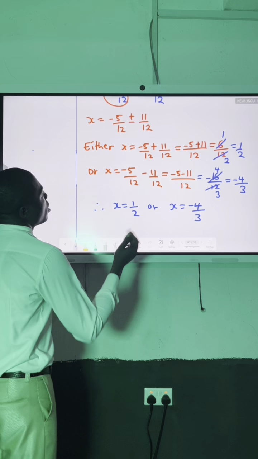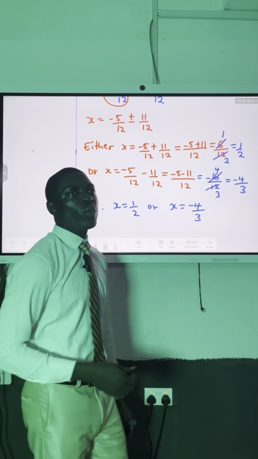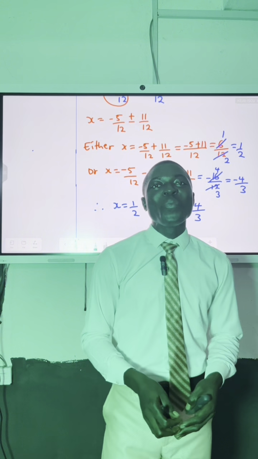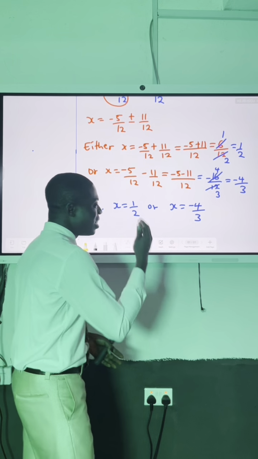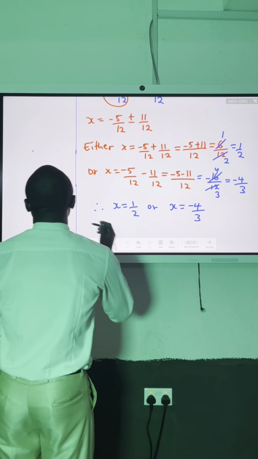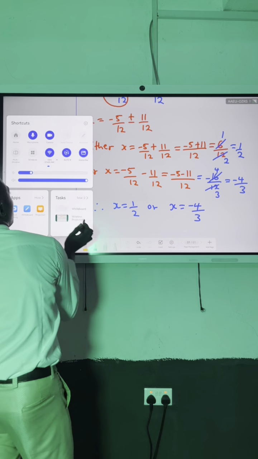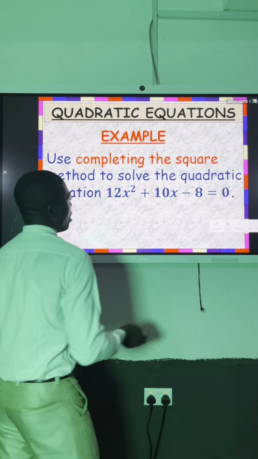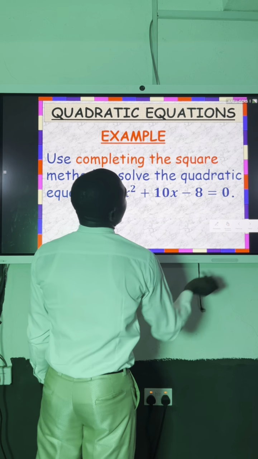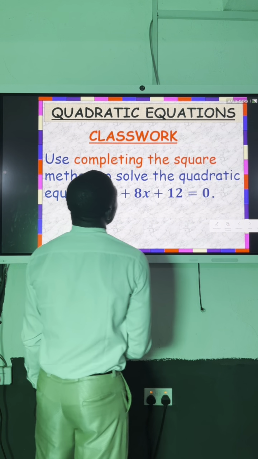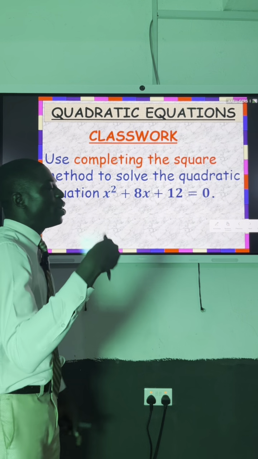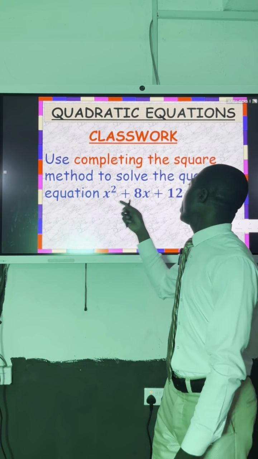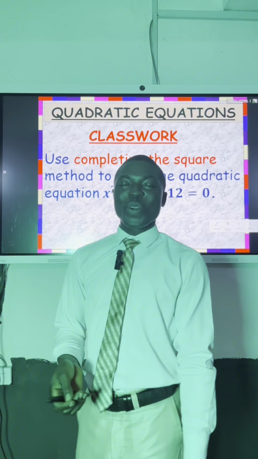So we have successfully solved the quadratic equation given to us by the method of completing the square. Now let me give you something to try, a similar question to solve by the method of completing the square. Okay? So when you are done, please do well to give me feedback by putting your answer in the comment section. You have to solve this equation here by the method of completing the square.